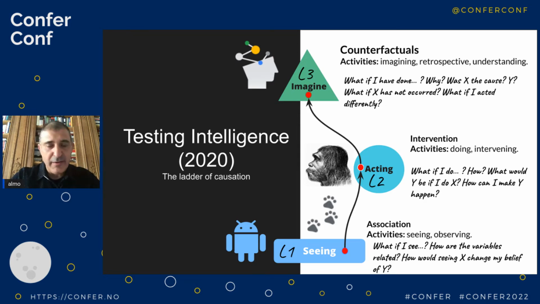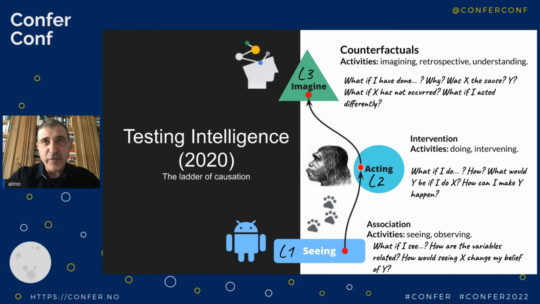It helps us to answer questions like, what if I see, how are those variables related, or how does observing specific causes or effects change my belief of the world. Most of the systems that we are using right now, even artificial intelligence solutions, for sure robotics, but in particular most of the artificial software that we use to provide some intelligence in our systems, are based on this level. So we are not able to get much more than this.